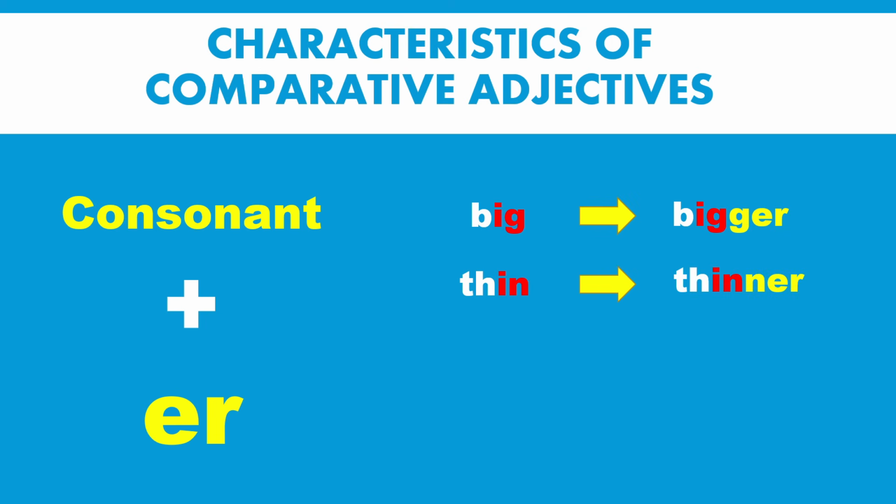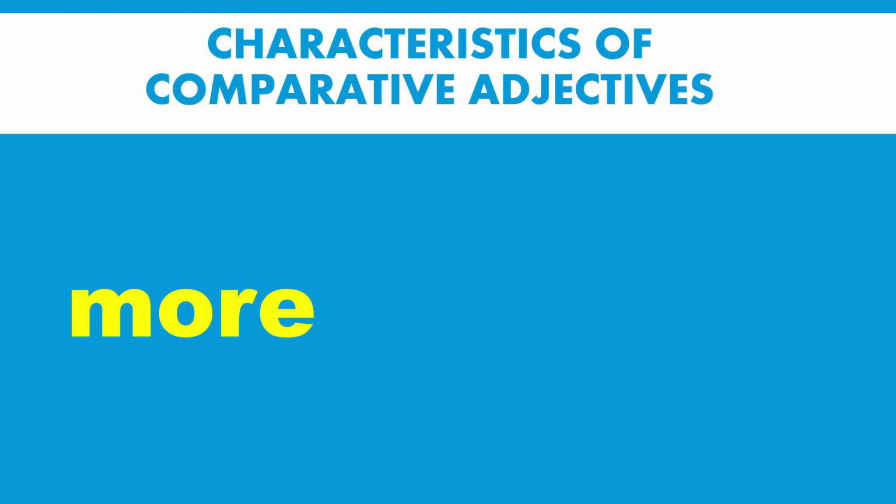There are two N. Next, fat becomes fatter. Hot becomes hotter. You see, each of these adjectives ends with a consonant, but the second last letter is a vowel. Vowels are A, E, I, O, U. Next is the comparative adjective that uses more.